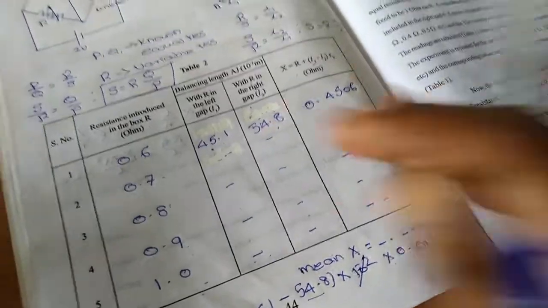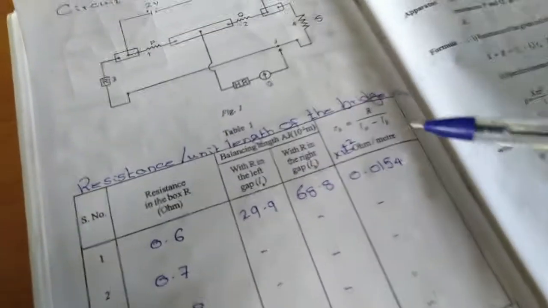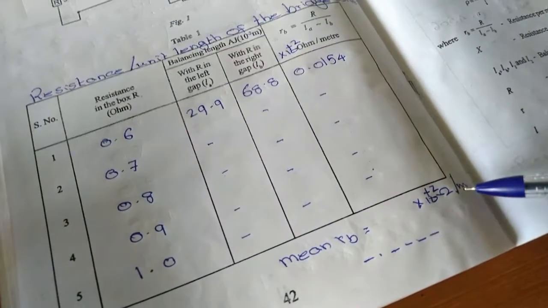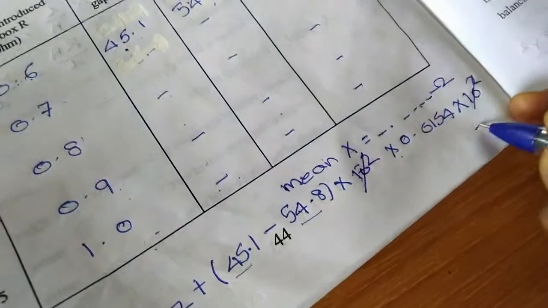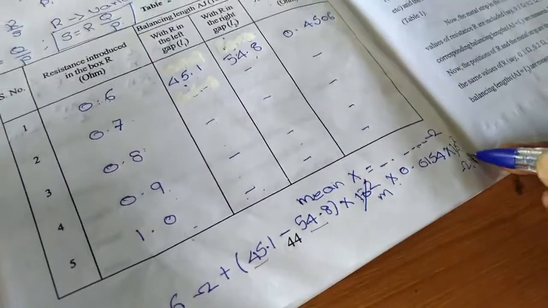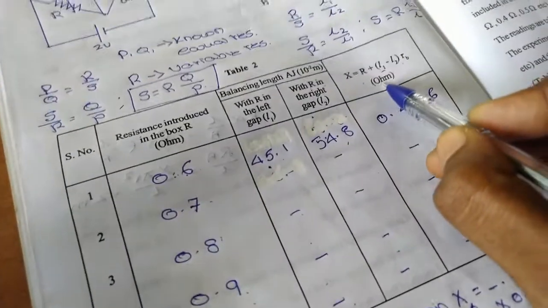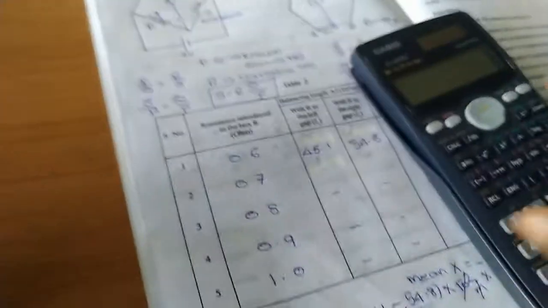is taken from the first table. We need to take the mean value of this RB. Since it is not available, let me take the value of RB as 0.0154 into 10 power 2 ohm per meter. So 0.0154 into 10 power 2 is ohm per meter, right? And here we have a meter. This meter cancels with this meter, and this 10 power 2 cancels with this 10 power minus 2. In units, we have only ohms in the first part and ohms in the second part. So the unit is ohm, and we need to calculate this value, that is 0.6.